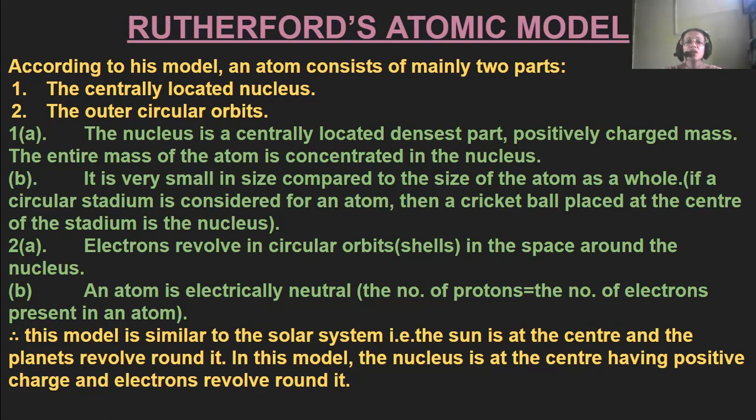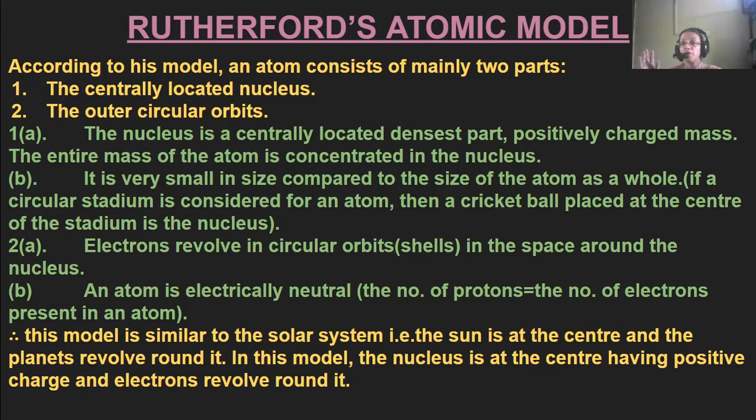Now, this model is similar to the solar system, where the sun is at the center and the planets revolve around it. That is, electrons are revolving around the nucleus. The nucleus is the sun and the electrons are compared to the planets. The nucleus is at the center having the positive charge, and electrons revolve around it.